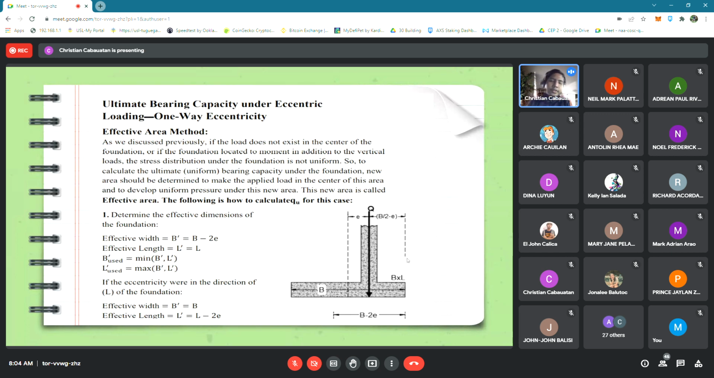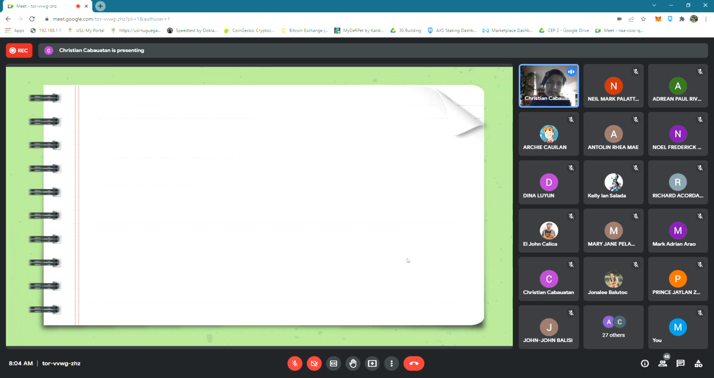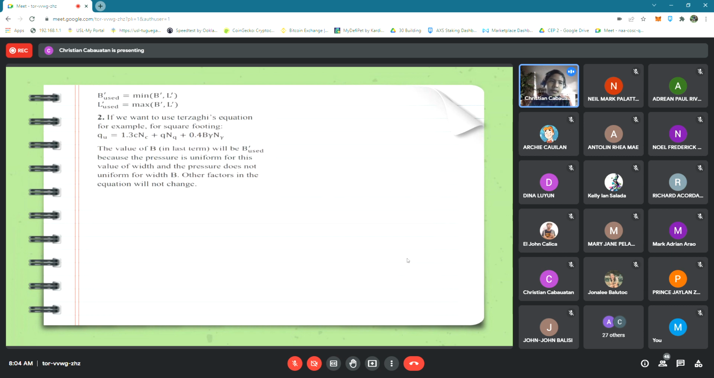So kapag ang axis niya ay sa B, ang ating gagamitin ay B prime equal to B minus 2e, and if the axis rotates on the L direction, L prime naman po yung mababawasan. Okay, yan po. The second one, we will be using the Terzaghi equation.